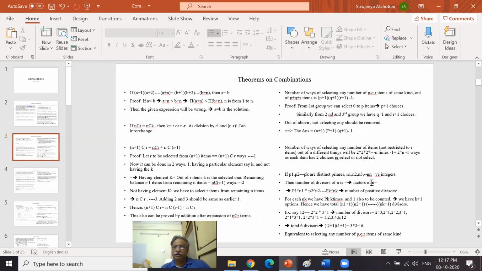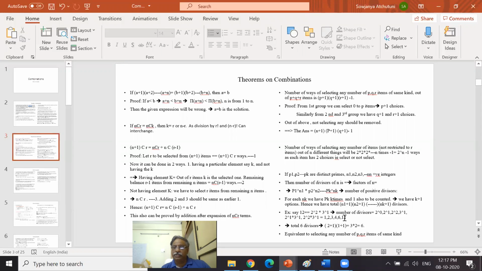Suppose n has some prime factors P1, P2, up to Pk, and they have some powers n1, n2, up to nk. Here P1 is 2 and n1 is 2, that is 2 squared, times 3 to the power of 1. Others are not there for 12. For bigger numbers, say 1000 or 50,500, we have more factors. So they can be divided into basic factors: P1 to the power of n1, P2 to the power of n2.